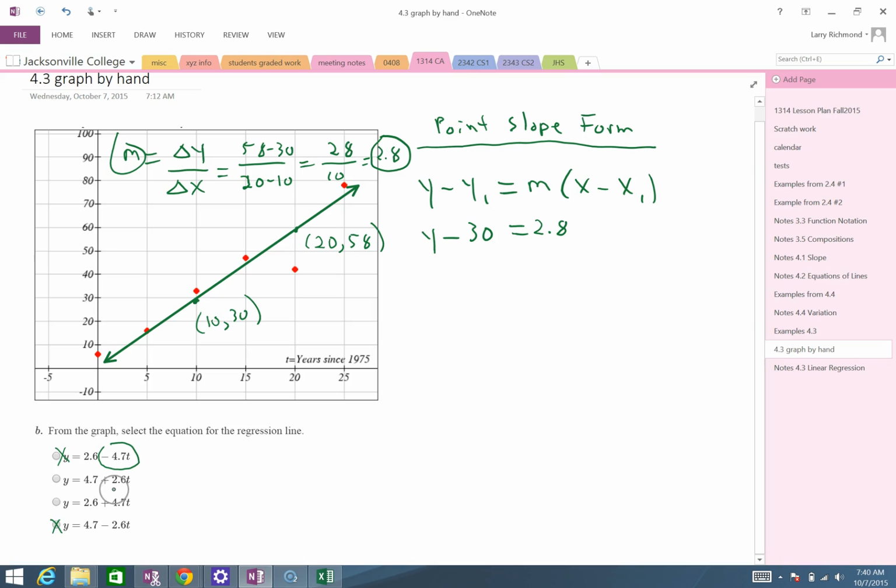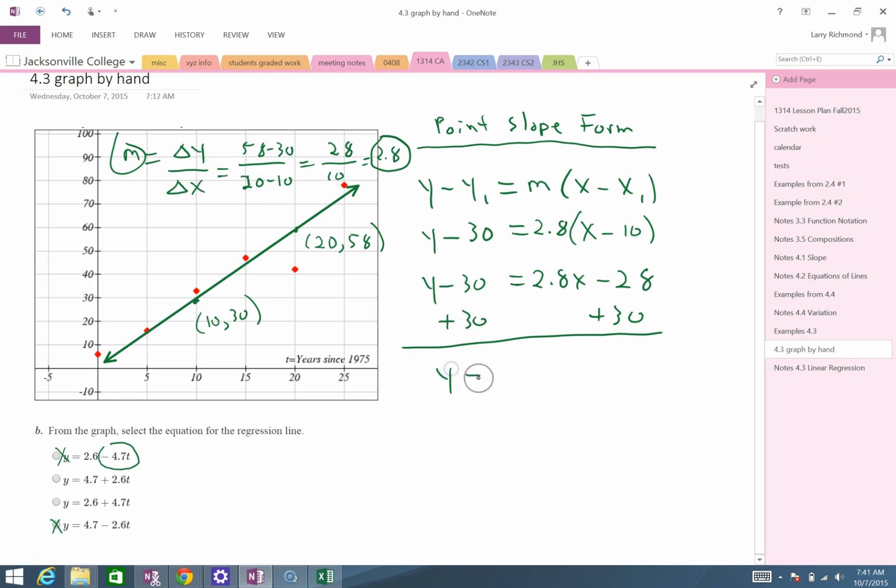And I can already see that's closest to this one. That has a slope of 2.6. x minus x1. I used 30 for my y, so I must use 10 there. Okay, so y minus 30 equals 2.8 times x is 2.8x. 2.8 times minus 10 is a minus 28. Adding 30 to both sides. Those cancel, leaving y equals 2.8x, and this will be plus 2.